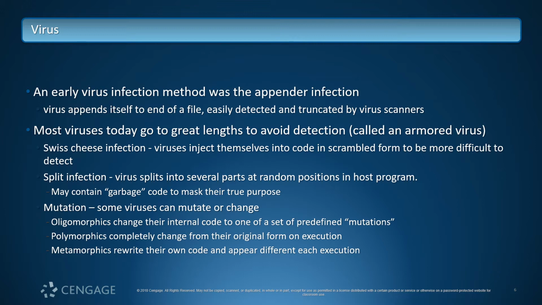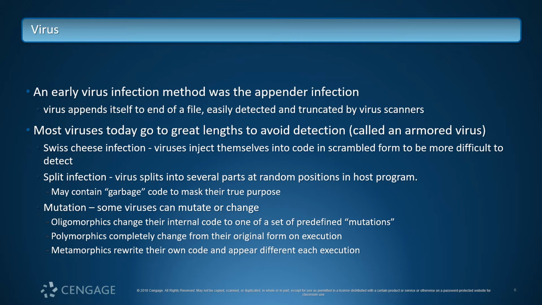And it's pretty easy for the virus scanner to clip off the affected portion because we know where the original code is if we can track the jump instructions. Most viruses today go to great lengths to avoid detection, which is why we now call them armored viruses. One of the simplest methods of armoring is to run a Swiss cheese infection.